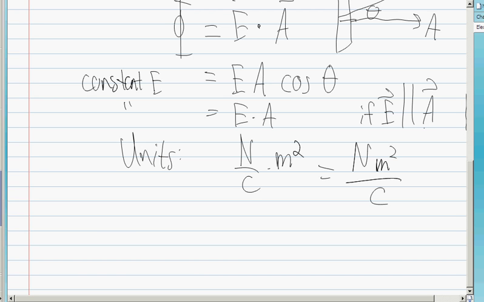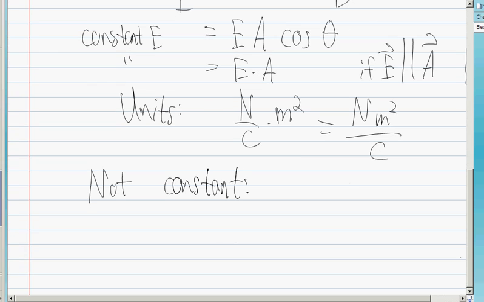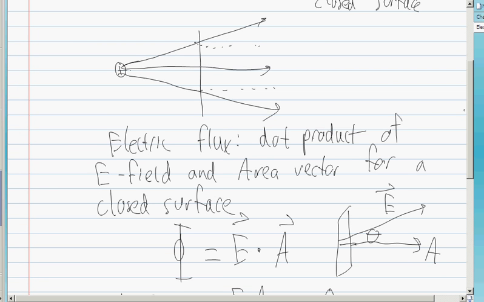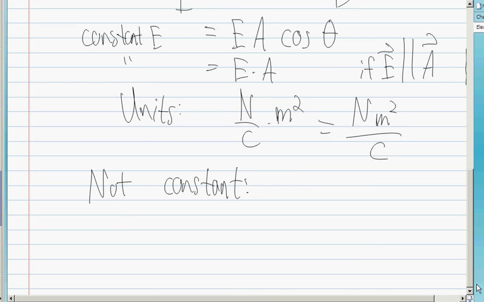If it's not constant, then we have to add up, like I said up here, all these little bits. This part plus the next part, plus the next part, plus the next part, and so on. That sounds an awful lot like calculus, and it is. The flux is going to be the integral of E dot dA, where we're adding up the electric field along every little bit.